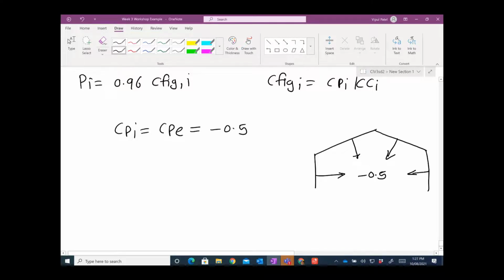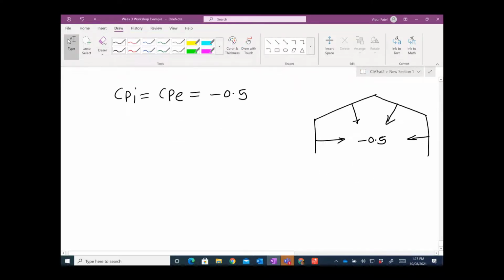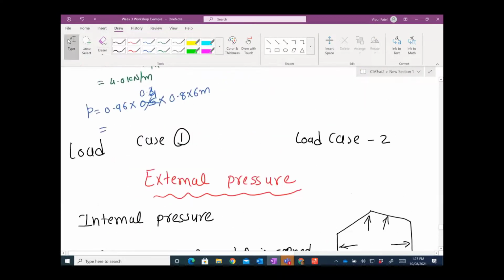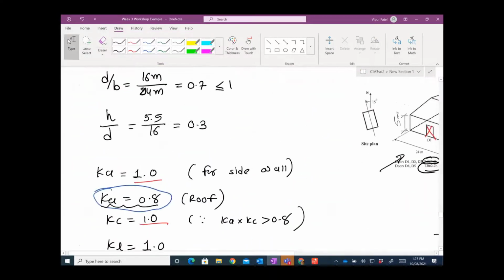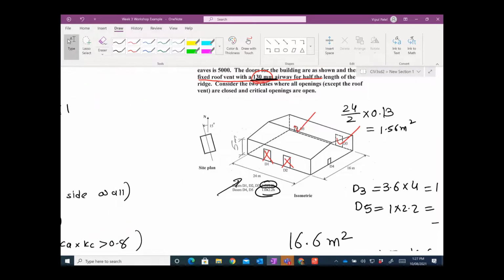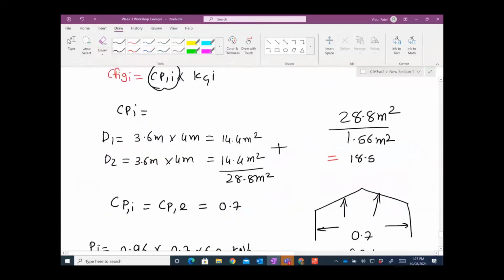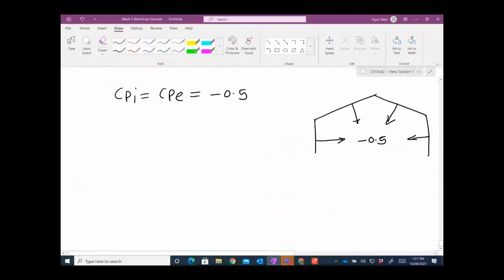Minus 0.5. Are you looking at windward or leeward wall? Yes, so where is the opening? Let me ask you the questions. Okay, so we will have an opening on leeward wall. So we consider CPI of leeward wall, and the CPI of leeward wall equals CPE of leeward wall, and then we consider leeward wall. Okay, does it answer? Is it okay?